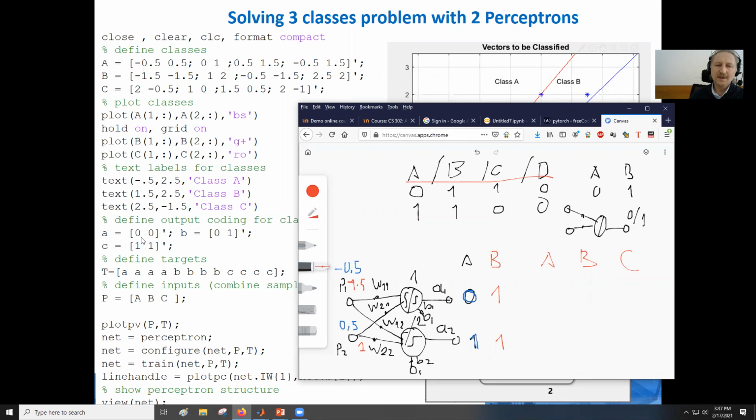For example, for A, in this example, we have used 0, 0. If the output is 0, 0, we will say this belongs to A class. If the first output is 0 and the second output is 1, we will say this data belongs to B class. If the first output of our network is 1 and the second output is 1, we will say it is a C class.